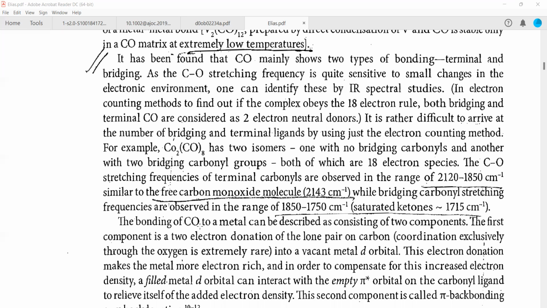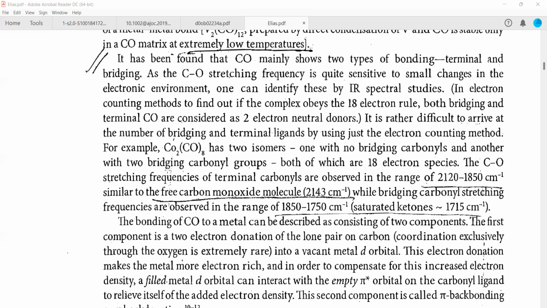And when you have a free metal carbonyl, that is, when it is not attached to any metal, then you'll have an even higher bond stretching frequency. It is around 2143 centimeter inverse.